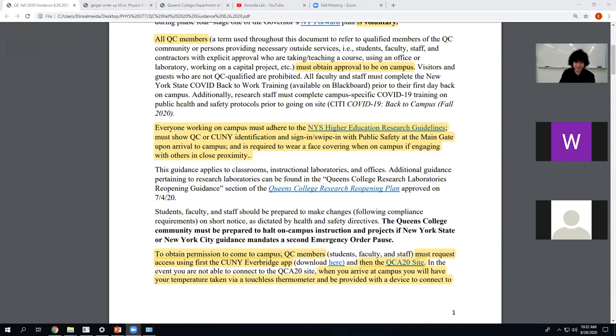Great, thanks, Christopher. So if your temperature is higher than 99.5 Fahrenheit, you are not allowed to come to campus. And you also have a thermometer here, so you can monitor your temperature. I will not be measuring your temperature, but for the safety of your colleagues, I recommend you measure your own temperature. If it's higher than 99.5 degrees Fahrenheit, please leave.